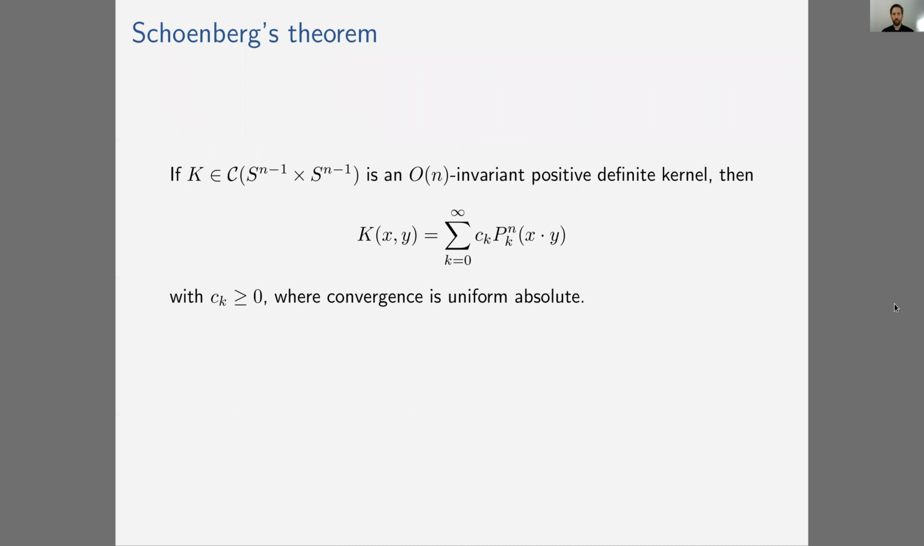Yesterday we saw Schoenberg's theorem. If you take a continuous function from this product to R, which is O(n) invariant and positive definite, then Schoenberg says that it is actually the following series: a sum with non-negative coefficients c_k and Gegenbauer polynomials, the ultraspherical polynomials, where n indicates the dimension of the space, and k is the degree of the polynomial.